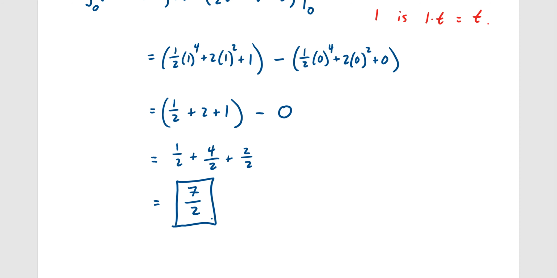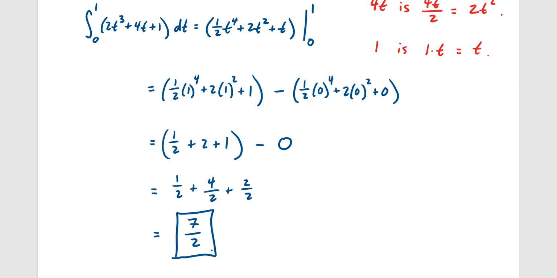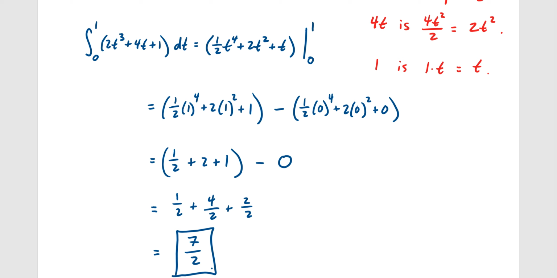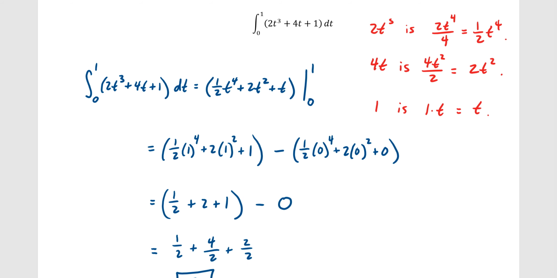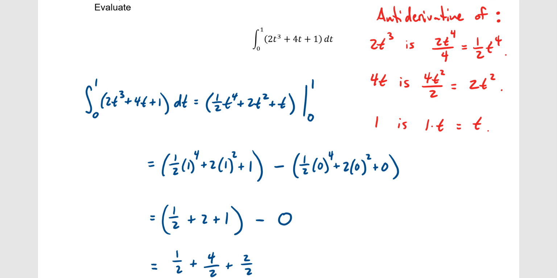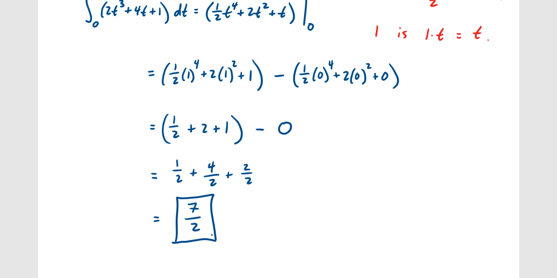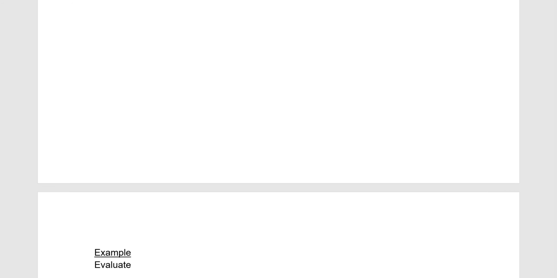Okay, so I don't know what the graph of this original function looks like off the top of my head, but it would represent either the positive area, depending if it's above the x-axis, or the net area, if it's above and below the x-axis. Okay, next one.